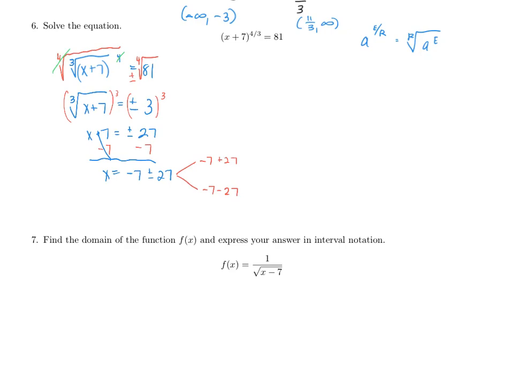So the negative 7 plus 27 is 20. And the negative 7 minus 27 is negative 34. So those are our two solutions. So make sure you realize we have two answers here. It's very common for people to not do it this way, and they end up with only one answer.